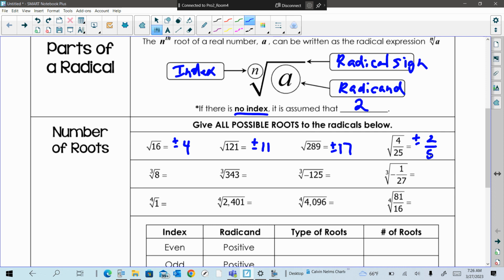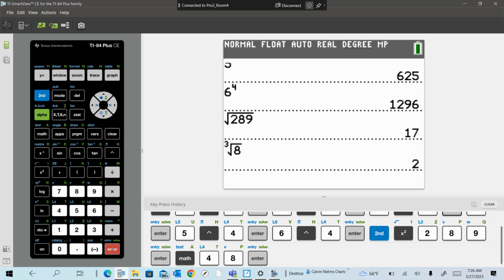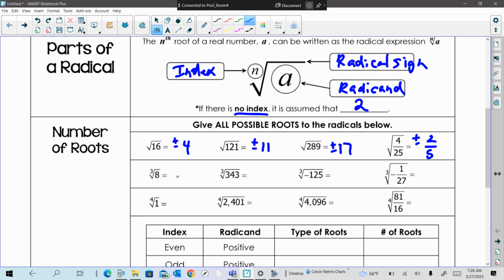Now, for a cube root, we have to hit the math button and pick the one with the index of 3, which is 4, and then put your radicand. If the index is odd, then the answer is the same sign as the radicand. So 8 is positive, so this is 2. The cube root of 343 is 7. But since there's a negative here, this would be negative 5. So when it's odd, you keep the sign. You don't have plus or minus. So this would be a negative 1/3.